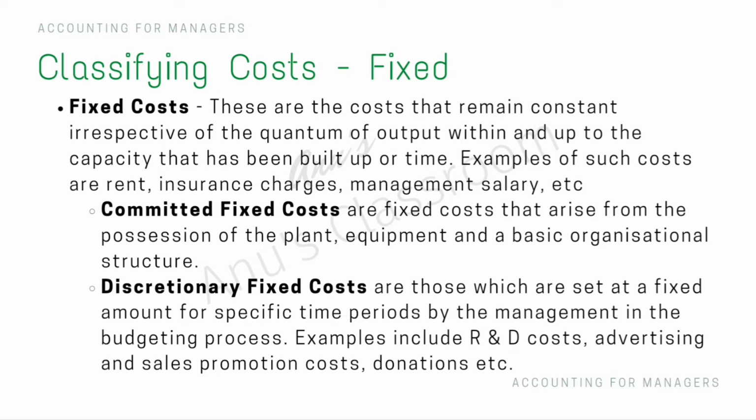Classifying costs into fixed cost as well as variable costs or semi-variable costs. Let us start with that. What are fixed costs? Fixed costs are those costs which remain constant irrespective of the quantum of output within and up to the capacity that has been built up, or time. Examples of such costs are rent, insurance charges, management salary, etc.